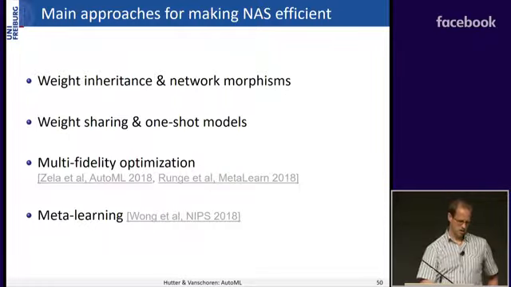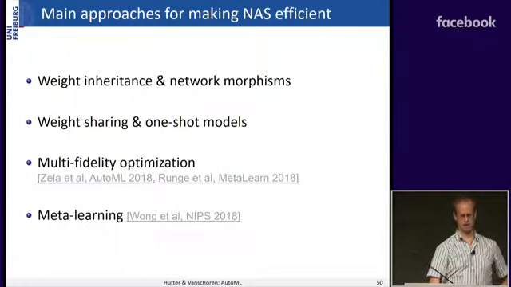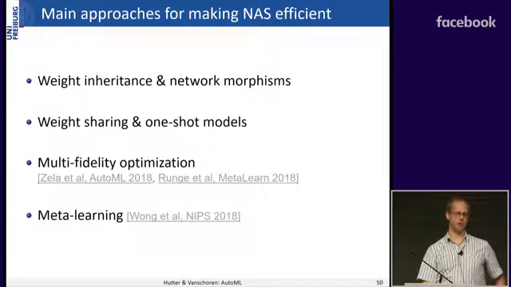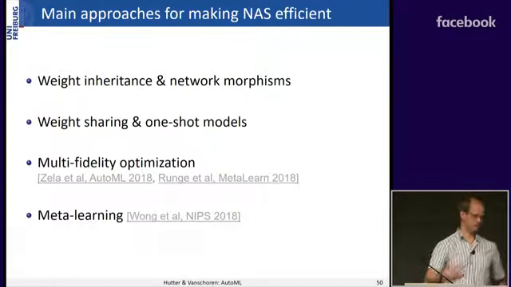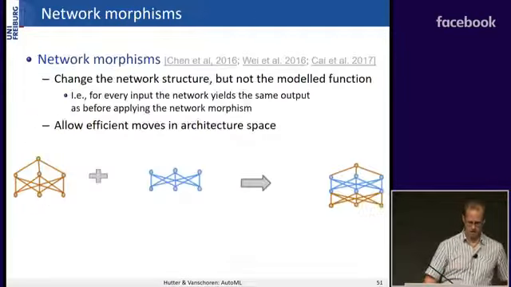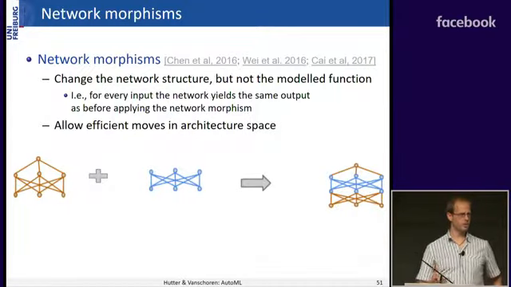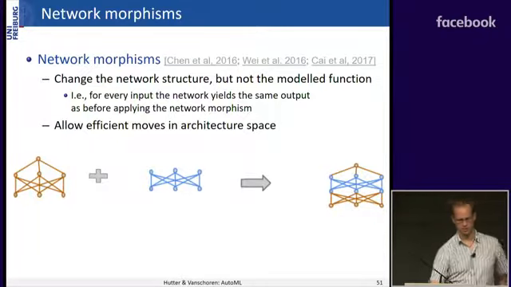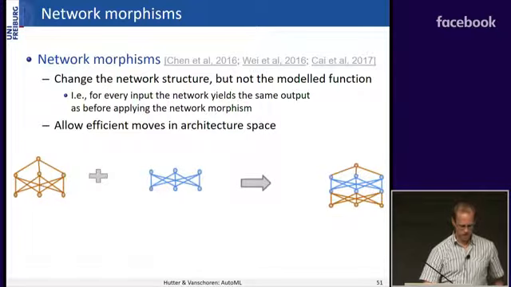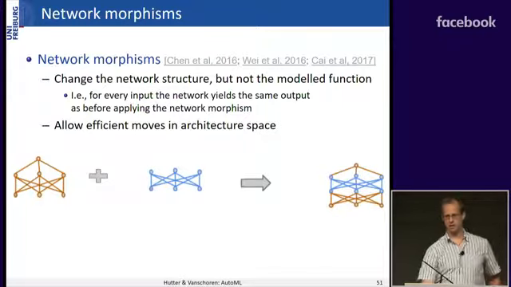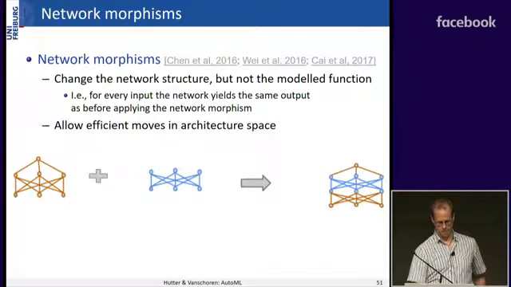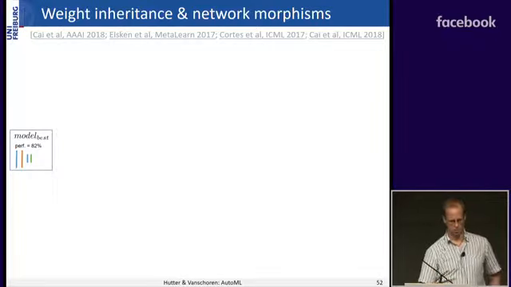I will talk about these 2 approaches, weight inheritance and network morphism, and weight sharing and one-shot models, because those we actually didn't see in hyperparameter optimization. These are special to neural architecture search. The first one is based on, well, network morphisms. Network morphisms are operators in neural architecture space that change the network structure, but not the modeled function. So for example, if you have a network and you add 1 layer that you initialize with an identity mapping, then you have a new architecture, but you have the same function. And this allows for efficient moves in architecture space.